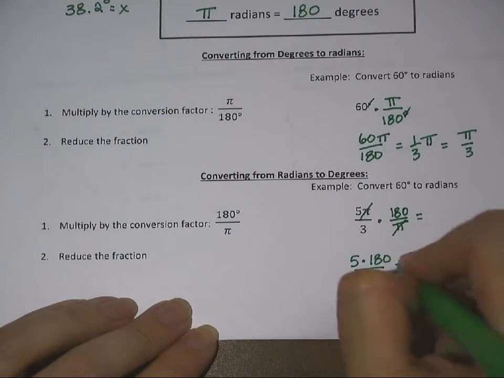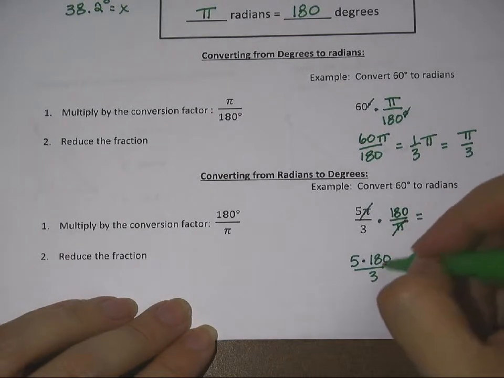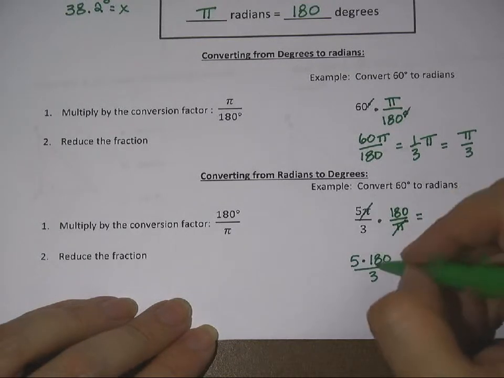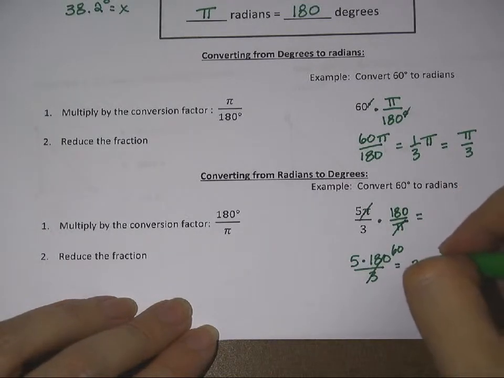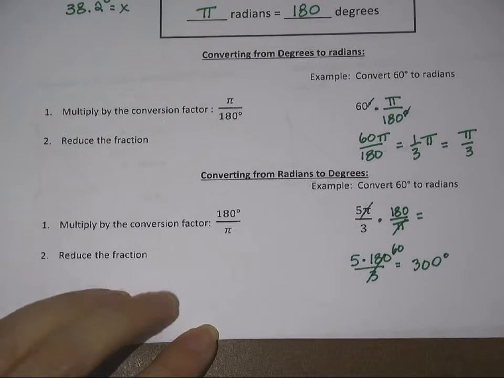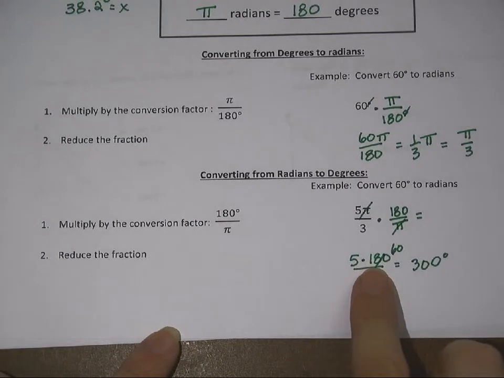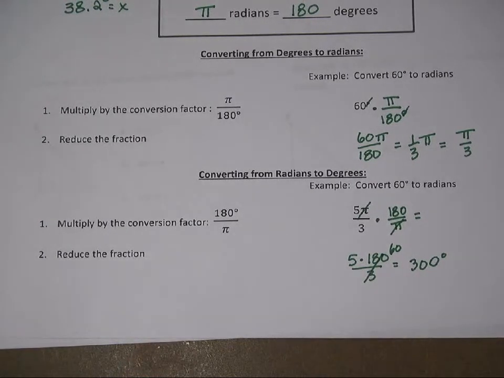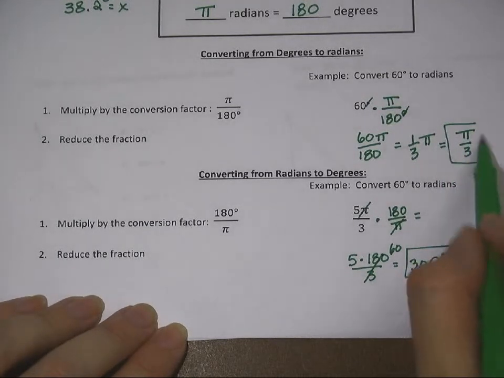over 3. Now you can do this whichever way you want. I find it simplest just to reduce this part, the 180 and the 3, because I can do that in my head. 180 divided by 3, well that's 60. And 60 times 5 is 300. If you have a calculator, you could also do 5 times 180 divided by 3 in your calculator, and you still get the same answer. And that's it.